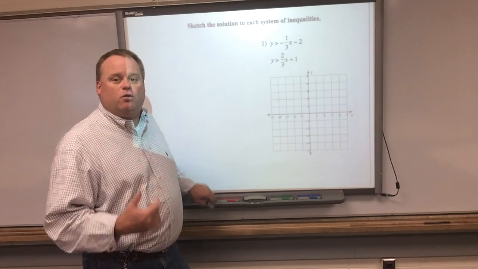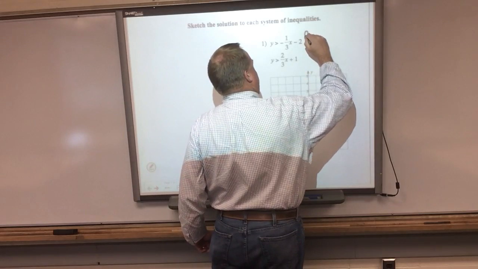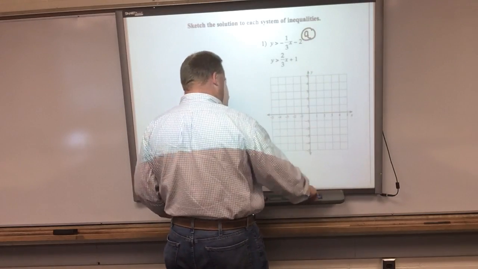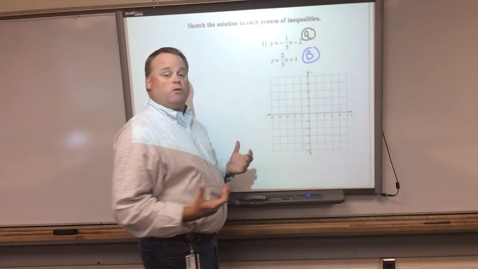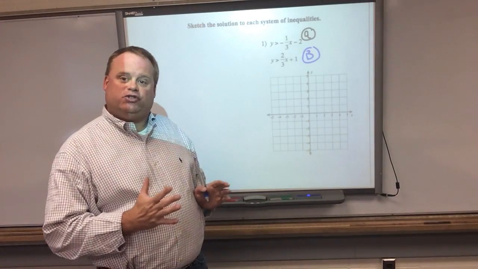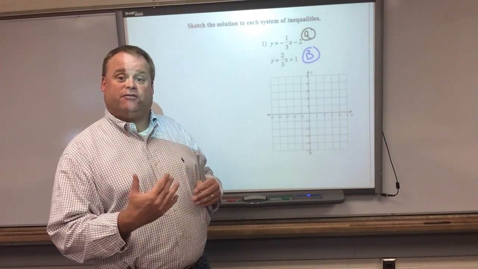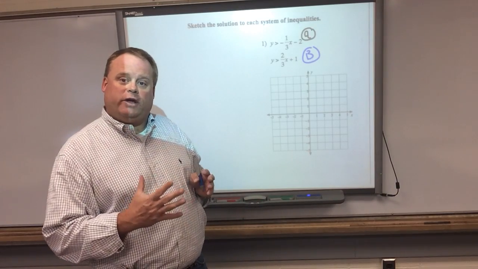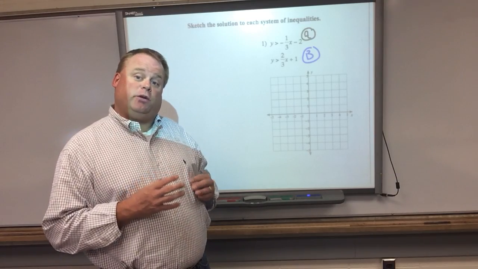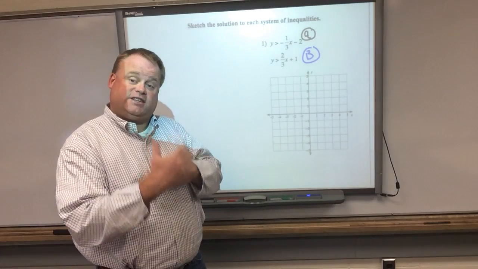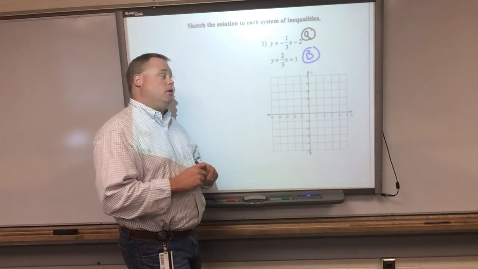The first thing I want to do is label each one of them. I'm going to label this one A, and we'll label this one B. The reason I'm doing that is when we go to graph them, I want you to see which line is A and which line is B, so we can see the differences. Because the goal is to find the solution for both inequalities, the solution that satisfies both inequalities.